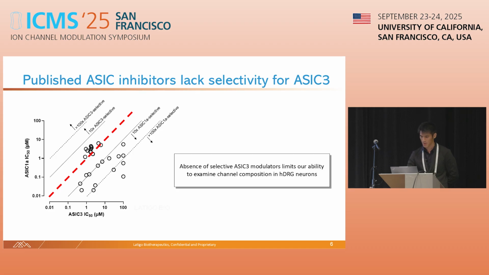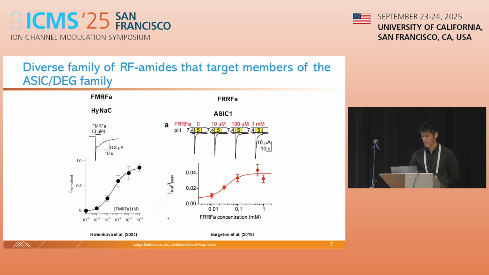We looked at all the published ASIC inhibitors, and here is a graph showing their selectivity on ASIC1 and ASIC3. Anything below this red diagonal line would be ASIC1 selective, and above would be ASIC3 selective. And as you can see, there really is a lack of inhibitors that are ASIC3 selective. So we turned our attention to the activators.